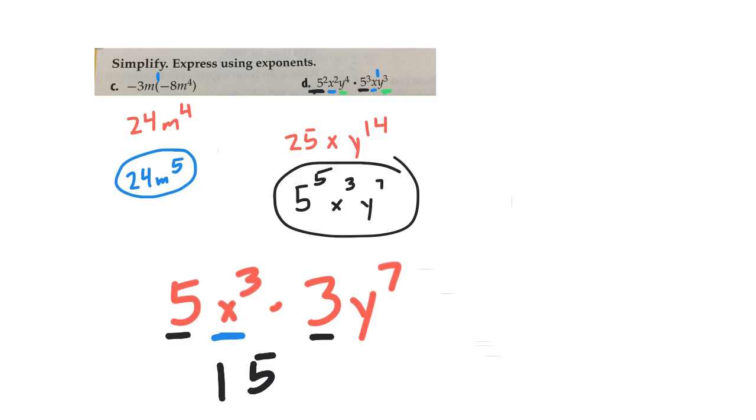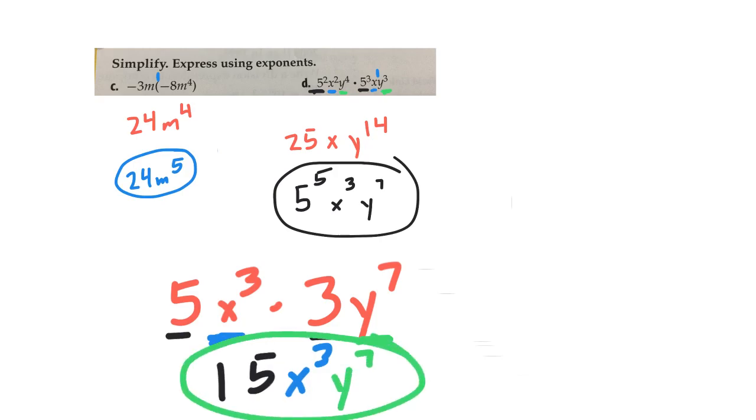Now I'm looking at x to the third. Is there anything like x to the third in the other monomial? No, there's not. This is an x. There's nothing with an x in the other monomial. So x to the third would stay x to the third. Now, is there anything like y to the seventh? No. So it would stay as y to the seventh. So if I multiplied those two monomials, my answer would be 15 x to the third y to the seventh.